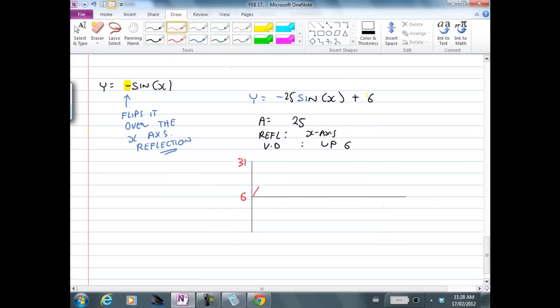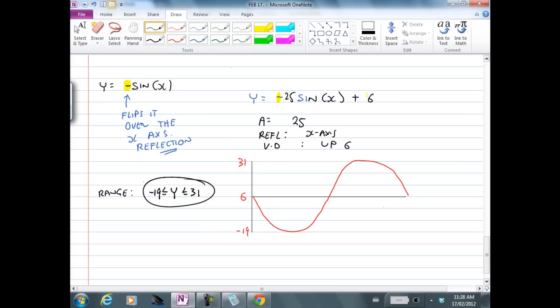And just draw, whoa, something's wrong if I do that. Ah, look at that, that's a reflection. So it has to go down. See? That's how the graph looks. And this is going to be at negative 19. There's another word they'll teach you. What is the range going to be? Range is from negative 19 to 31. So we're going to write this down. Y is between negative 19 and 31. That's the range.